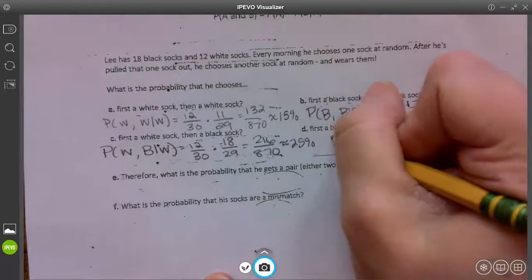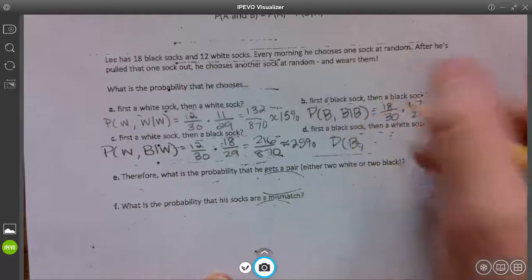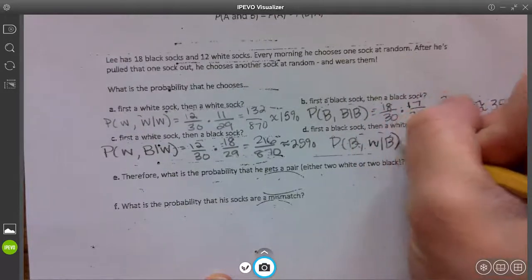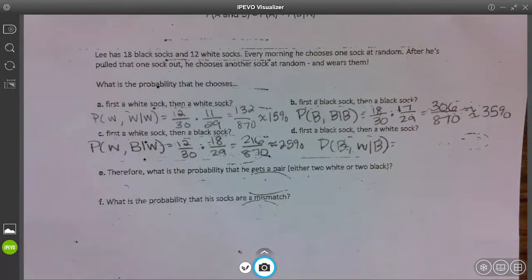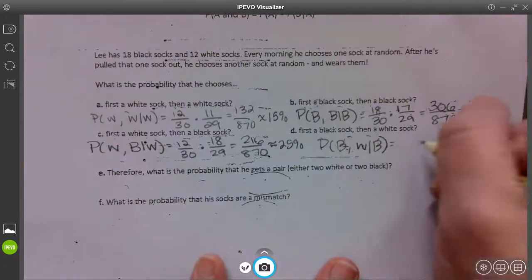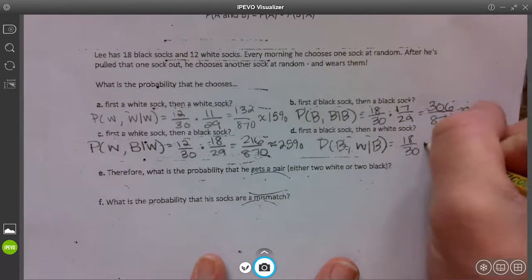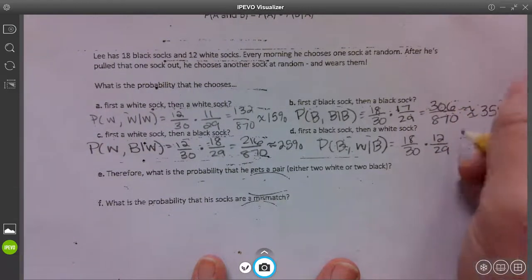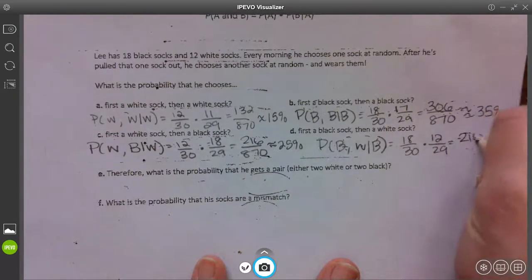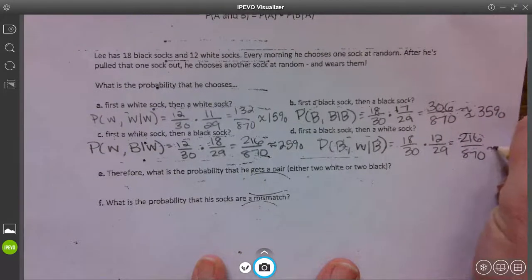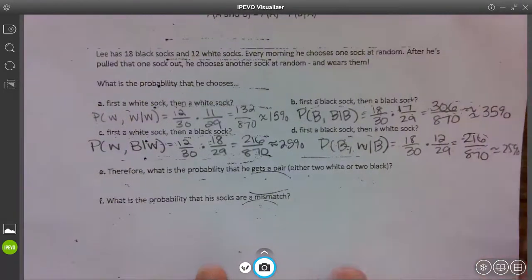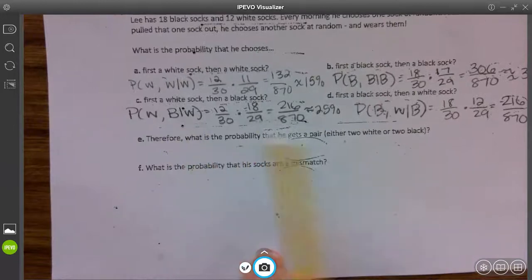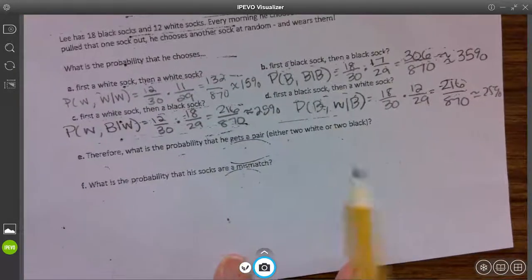And what's the probability I get a black sock and then a white sock given that I just got a black sock? So a black sock is 18 out of 30, and then white is 12 out of 29. That's about 25%. So white then black, black then white, they're both 25%.